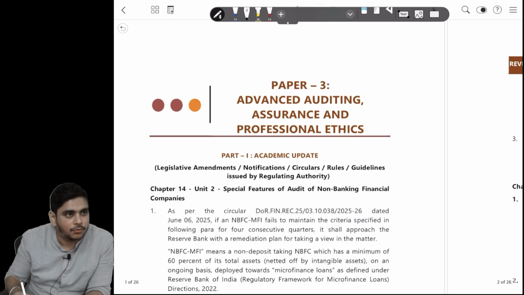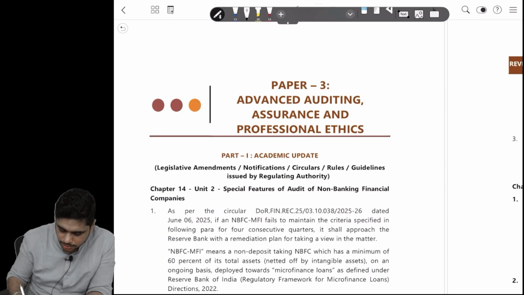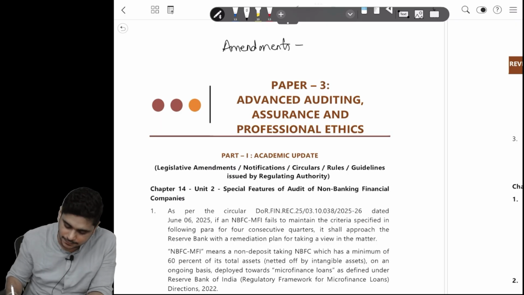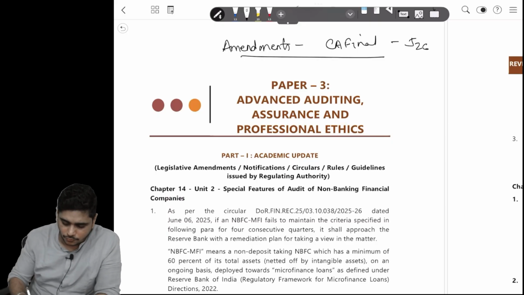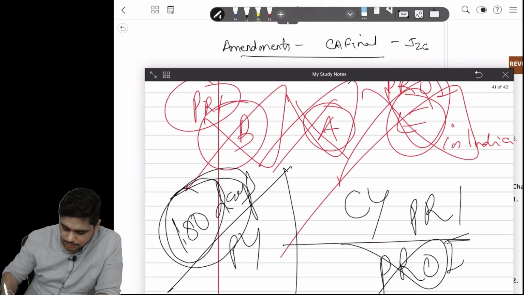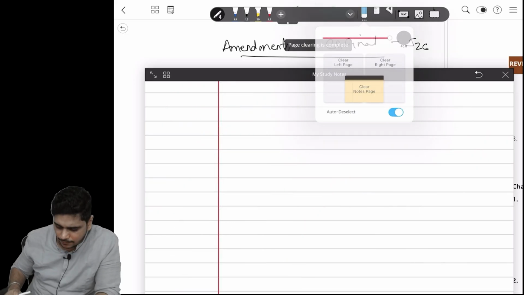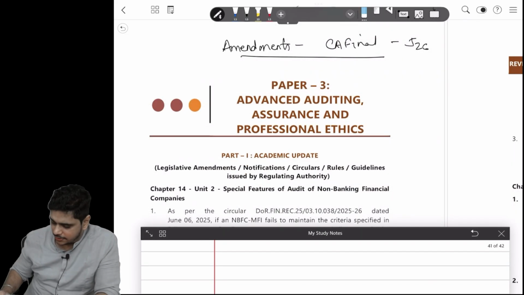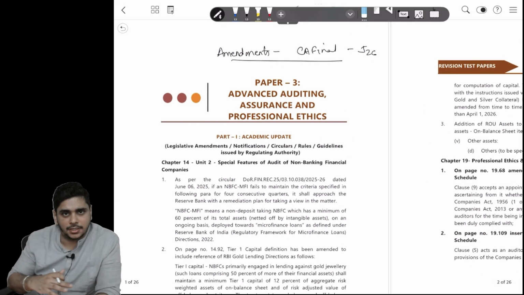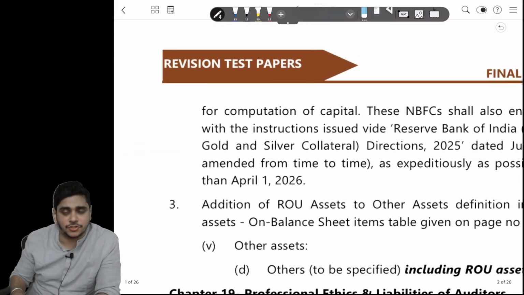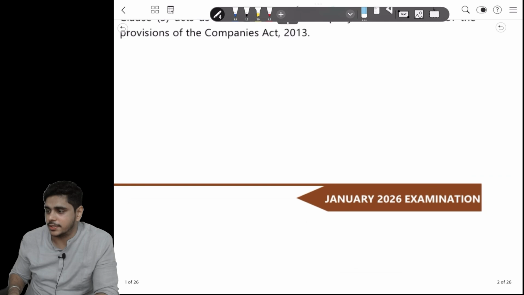Today we are doing a session on the amendments which are applicable for CA Final for Jan 26. Whichever teacher you have studied from, there's no issue. There are no such amendments. There are only 5 amendments which have come in the book. They are basically in the RTP, so go to the ICAI website and download the Revision Test Papers for Jan 26.